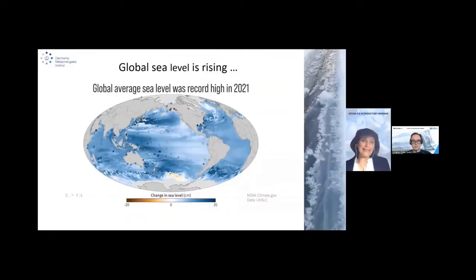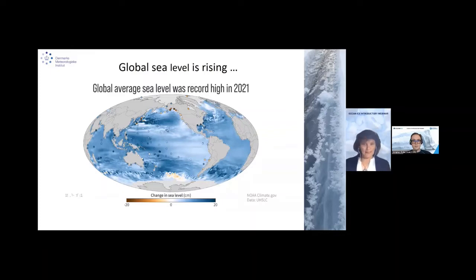I think that the first thing to say, and this is not going to be a surprise to anybody, is that global sea level is rising. The global average sea level was record high in 2021, 2022. And what you can notice from this image that I've taken from NOAA is that sea level is not uniformly distributed around the world. So where the water comes from really matters.